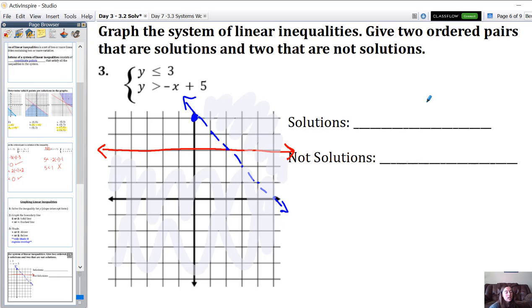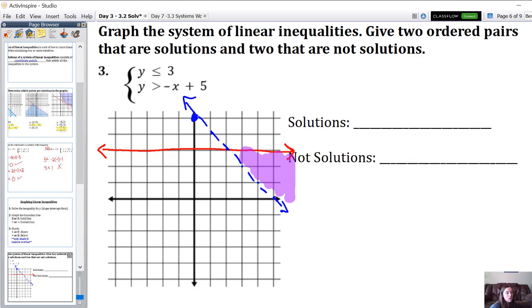But the actual shading that we care about is where they overlap. So notice they only overlap in this little triangular section underneath the red line, but above the blue line. So what I'm going to do is get rid of the other shading and then actually shade in that overlap. So here's where those two regions overlap.